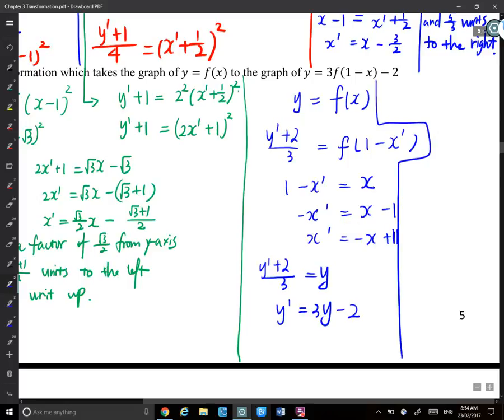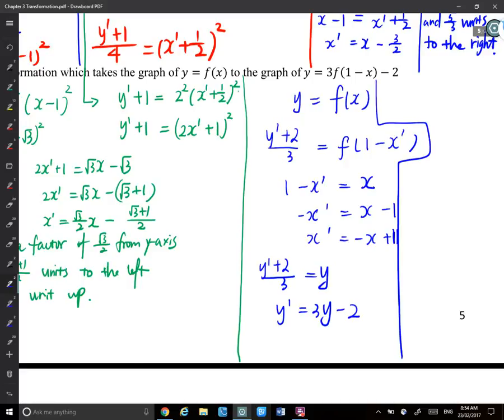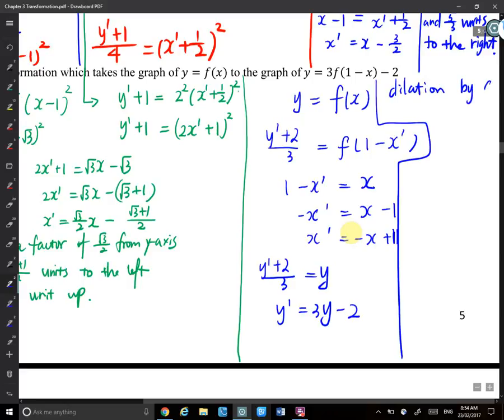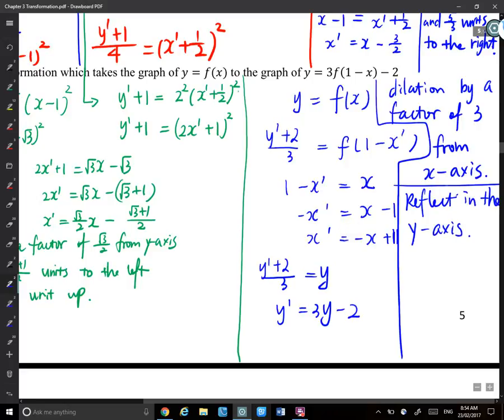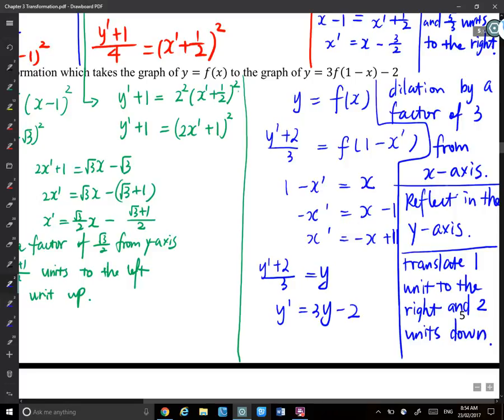The first one talks about dilation by a factor of 3 from the x-axis. Then reflection. Reflect in the y-axis, which is changing the x values in the y-axis. Translate 1 unit to the right and 2 units down. This is the order.